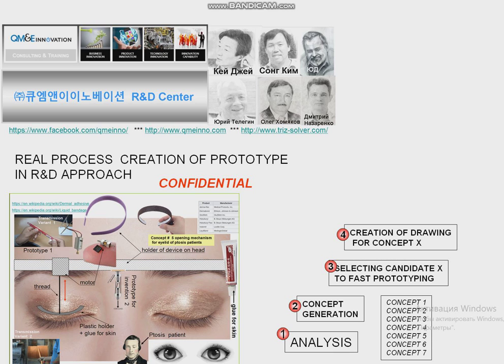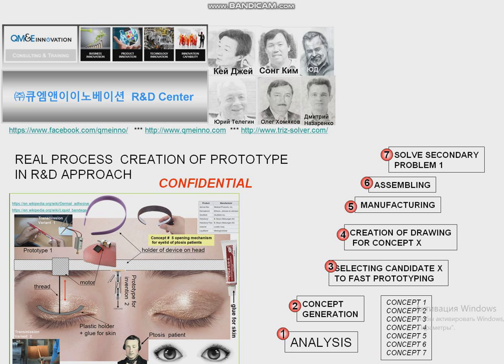Next step, fast prototyping. Creation of a drawing for concept number X. It is an STL file, and after this comes the manufacturing process. Manufacturing can be 3D printing, maybe, if it is possible. Maybe it will be at some outside companies. We don't know exactly. In every case, it is a different situation. After manufacturing, we will do assembling. It is the next very special, very difficult process. After assembling, our system obligatorily doesn't work, and we obtain a step to solve secondary problem 1.